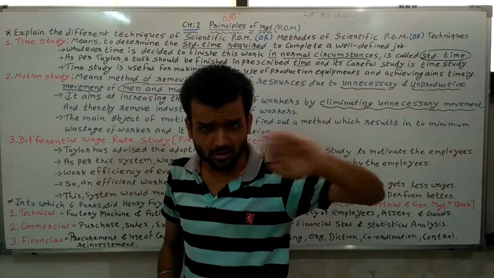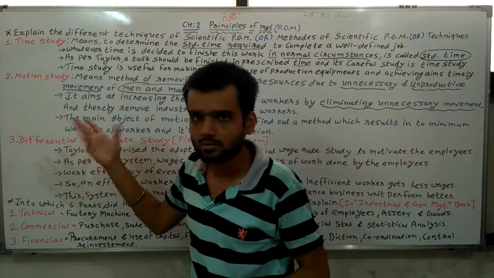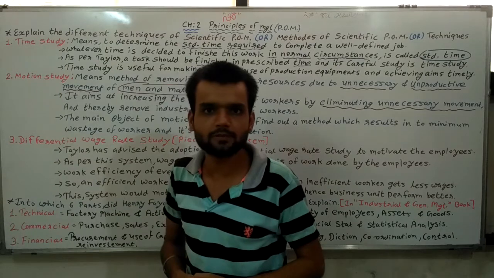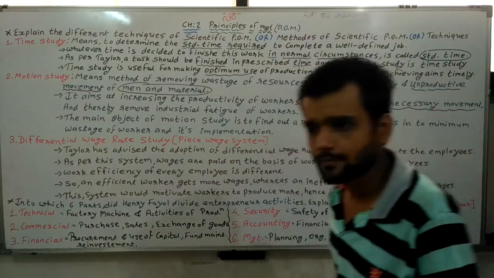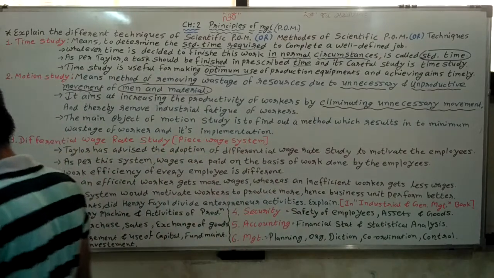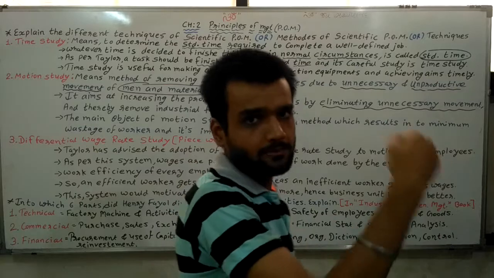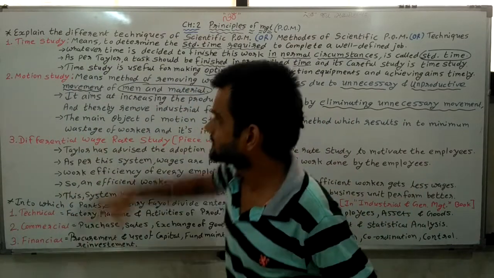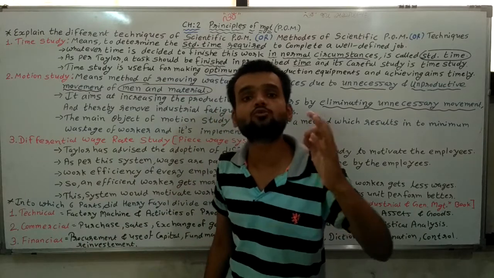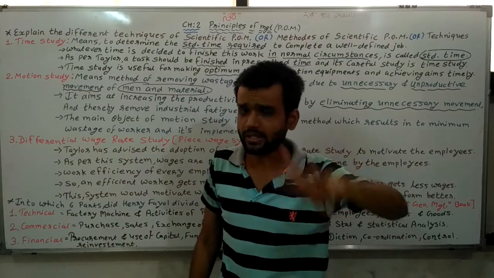So a second question can also be asked: explain motion study of Frederick Taylor. You can do it in this way. You can write just 3 points and get full marks. So 2 studies done. Because before applying scientific principles, this study is a must. So time study and motion study are completed.